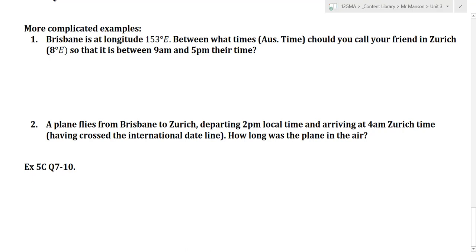But you don't really have to memorise that either because you know 360 degrees are in a circle and you know there's 24 hours in a day. And 360 divided by 24 will give you 1 hour per 15 degrees. So you don't have to memorise anything. So let's have a look at these examples.